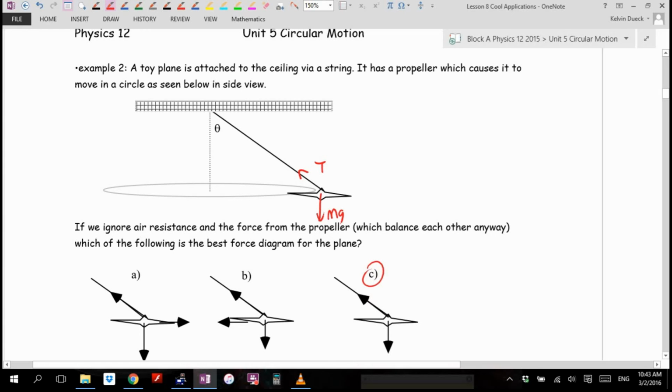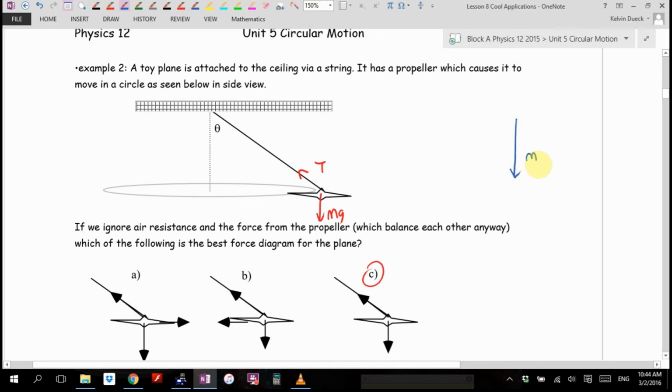C is correct. Wait a minute, Mr. Dewick. You said that, what path is this plane tracing out? A circle. So where must my net force be pointing? Toward the center. Well, do I have two forces in this picture, Colin? Yes. Are they at angles? Yes. What if I wanted to add them together? How might I choose to add those two vectors together? Draw them.